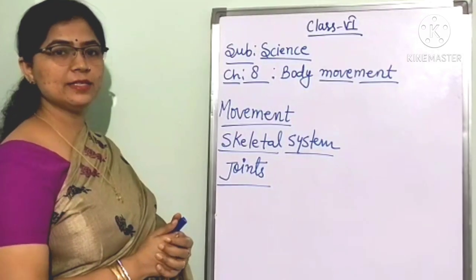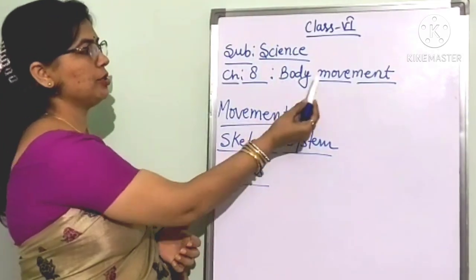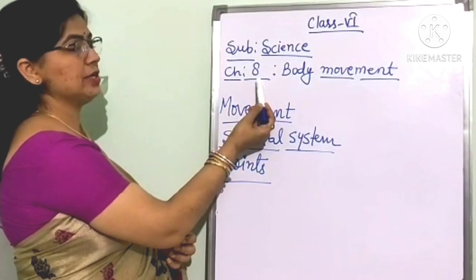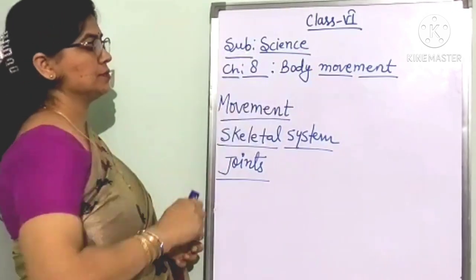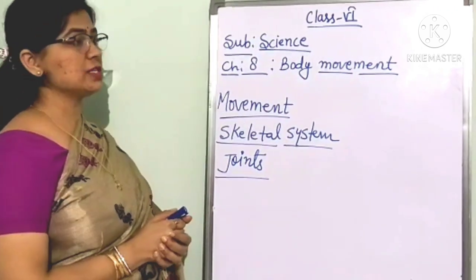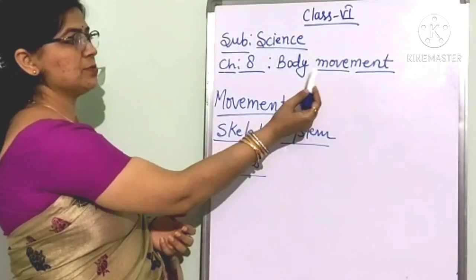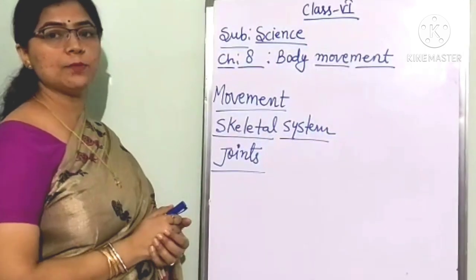Again in the science class. We are going to start the chapter Body Movement. This is chapter 8 of class 6th. In this chapter we will study, as the name suggests, movement, meaning body movement, how we can move.